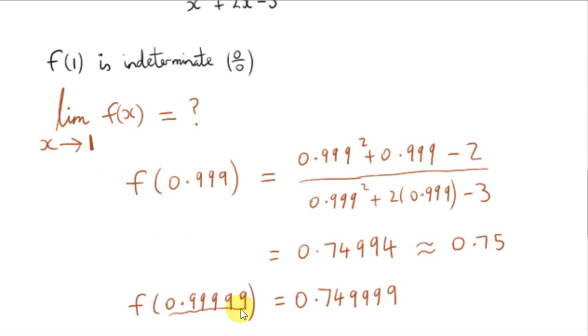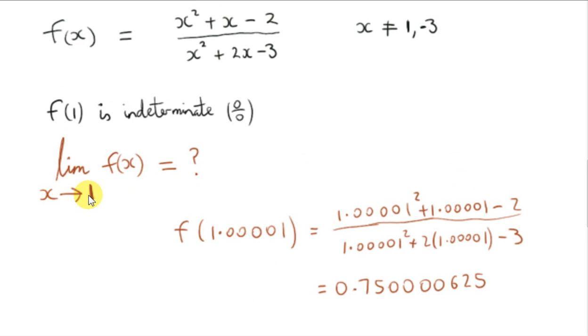Here I have a value of x that's even closer to 1. Remember, we can take x to be close to 1 but not equal to 1. As close as we like to 1 but not equal to 1. So for f of 0.99999 we get this number here. This number is given to 6 decimal places, and you can see that this is even closer to 0.75. As a matter of fact, as x approaches 1 from the left or from below, f of x is approaching 0.75. When we say the limit as x tends towards 1 of f of x equals some value, we mean that x approaches 1 from either side.